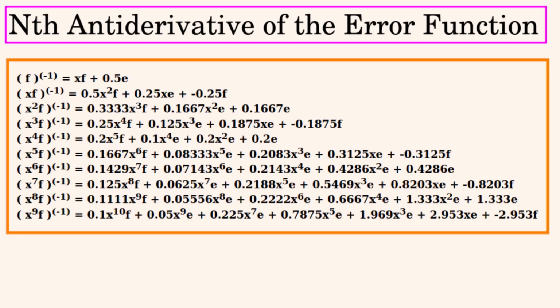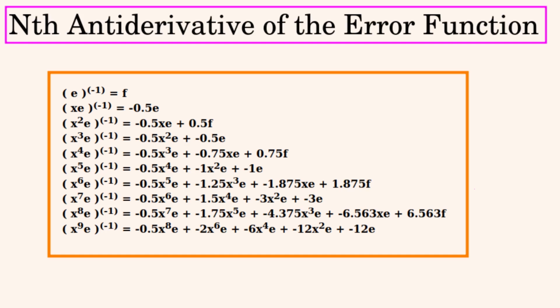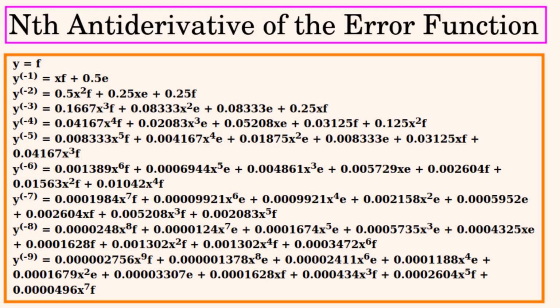So this is the table of antiderivatives of x to the power of n times f. The number of terms grows slowly at about n times a half, which is the same as for the number of terms in the nth derivative of tangent, inverse cosine, and the error function. This is the table to find the antiderivative of x to the power of n times e. It's similar to the last table, only the coefficients remain a bit more simple. So I'll show you this table in advance.